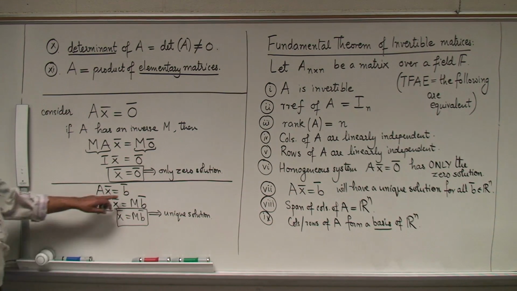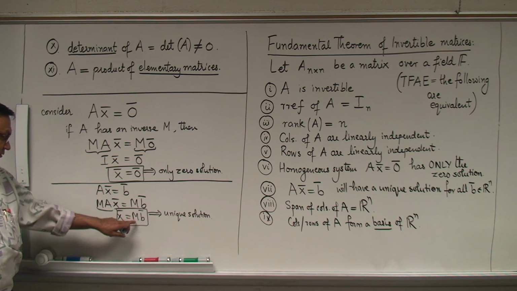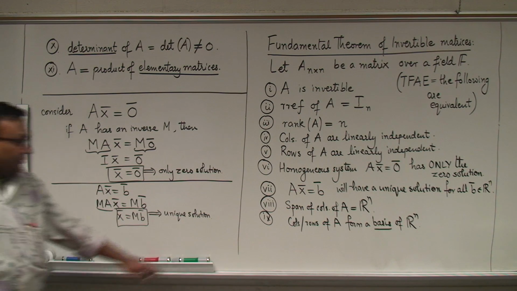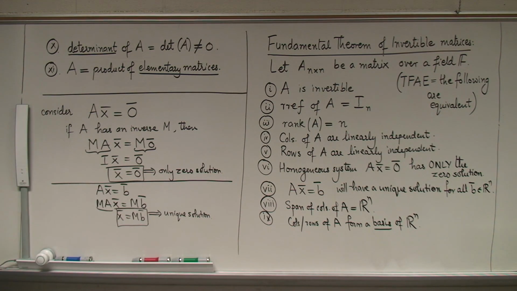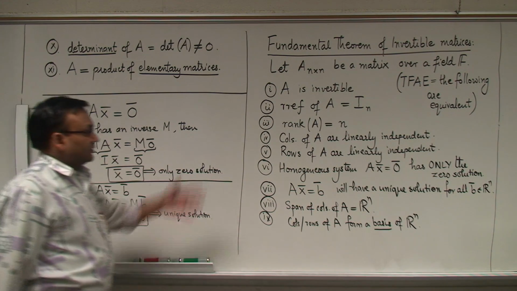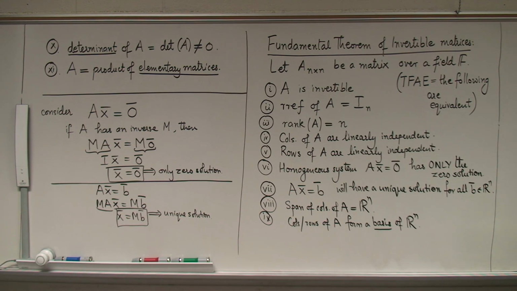Notice, I did not put any condition on b, so that means this system is solvable for every b as long as I am guaranteed the existence of m, which further tells us that Ax equals b will have a unique solution for every b, and this is the unique solution for a given b. So these are the reasons why we want to study invertible matrices, and we shall see that these statements will turn out to be very, very useful as we go along.